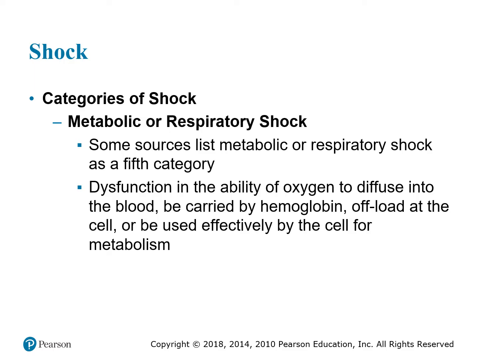For the purpose of the exam, y'all don't really need to know too much about the metabolic or respiratory shock. Some sources list this as a fifth category. I think in our class we tend to just identify those issues as what they are. So, for example, if it's carbon monoxide poisoning that interferes with the ability of hemoglobin to carry oxygen, we just call it carbon monoxide poisoning. If you want to review or just keep in mind the fifth category in case the NREMT asks about it, here's the slide. Otherwise, we can just move on.